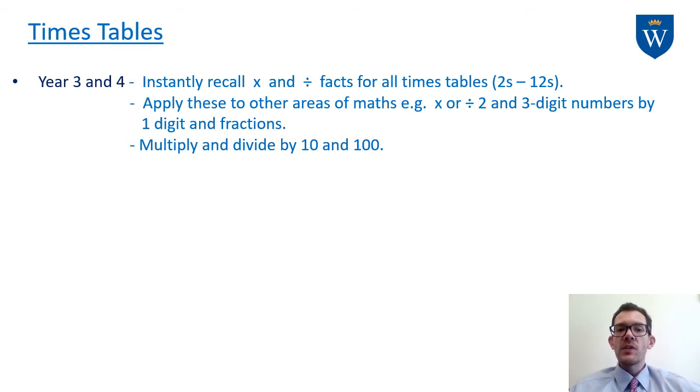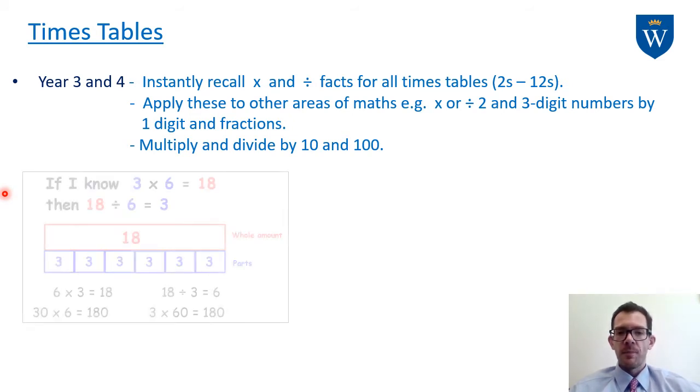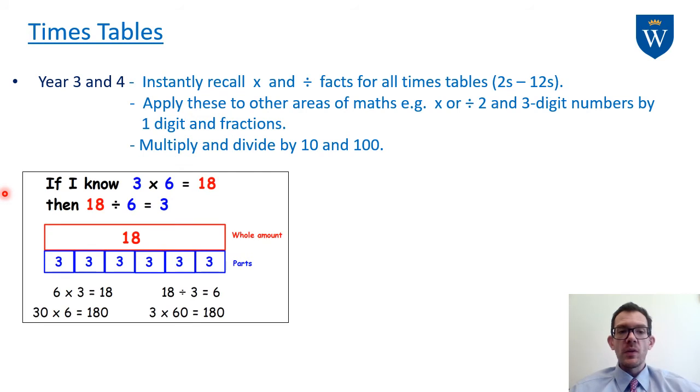We also want children to be able to apply these facts to other areas of maths. For instance, if they're doing 2-digit and 3-digit multiplication, but also to worded problems, to fractions, to percentages. We want them also to be able to multiply and divide by 10 and 100, which are closely related. One of the ways we do this in school is we will start to look at visual representations for multiplication.